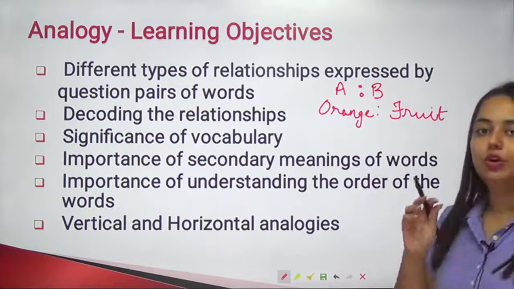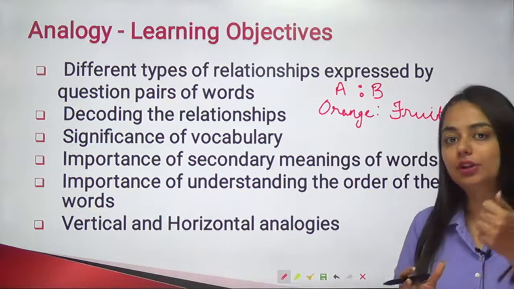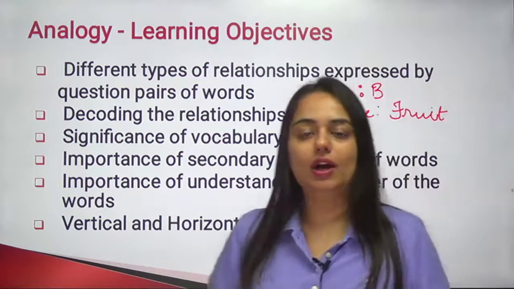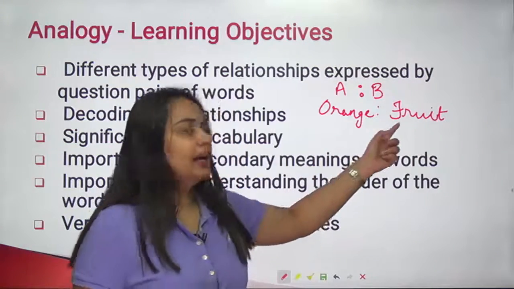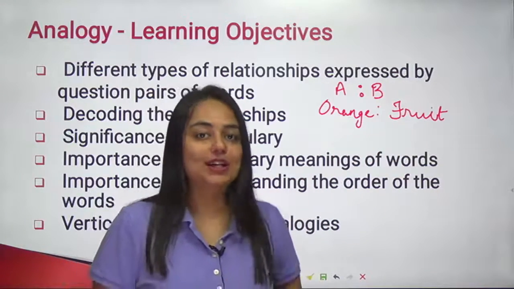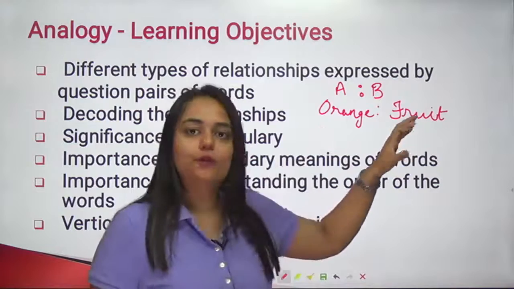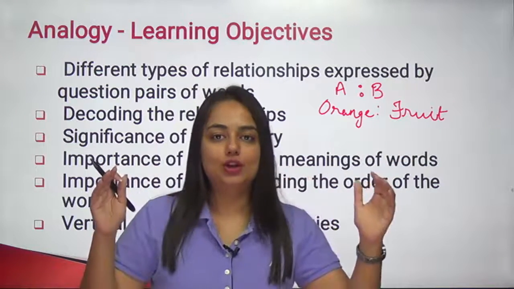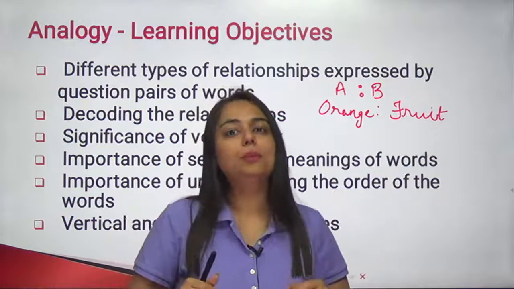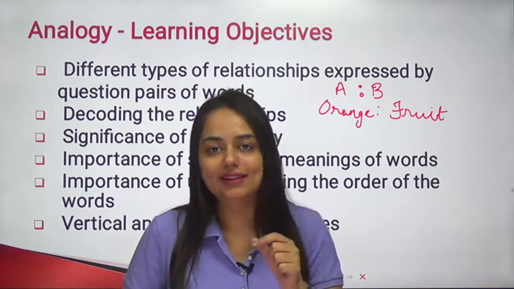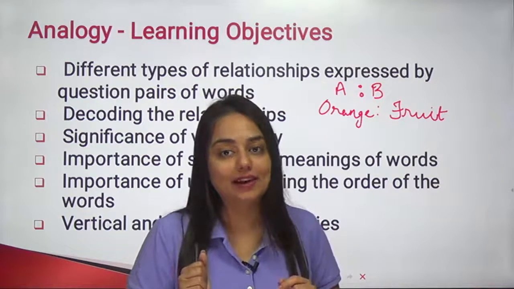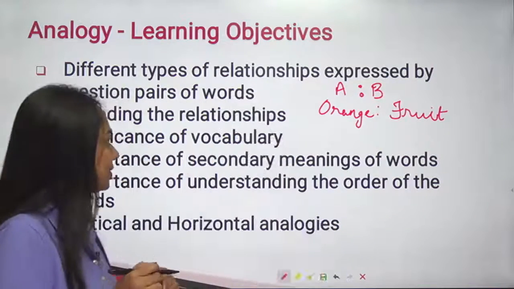So we have to decode the relationship first. That will be the first step. What is the relationship between an orange and a fruit? Orange is a type of fruit. So the way of structuring it is, A is a type of B. Now in this same structure, A is a type of B, you have to try and fit all the given pairs of the options and then see which one is the most appropriate or fits perfectly. This is how we do the analogy questions.